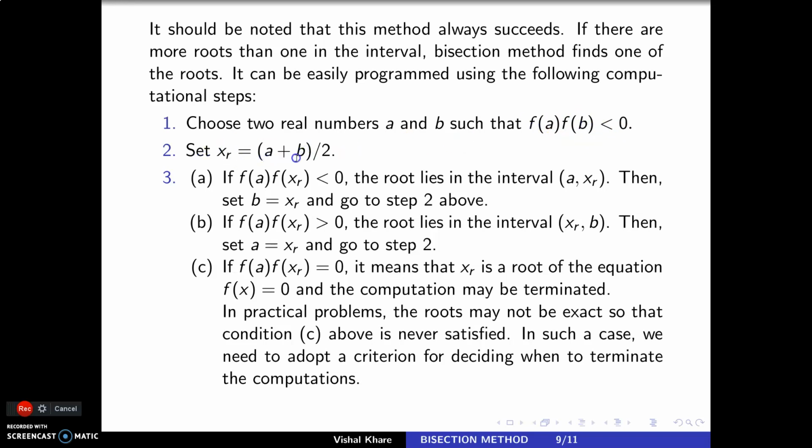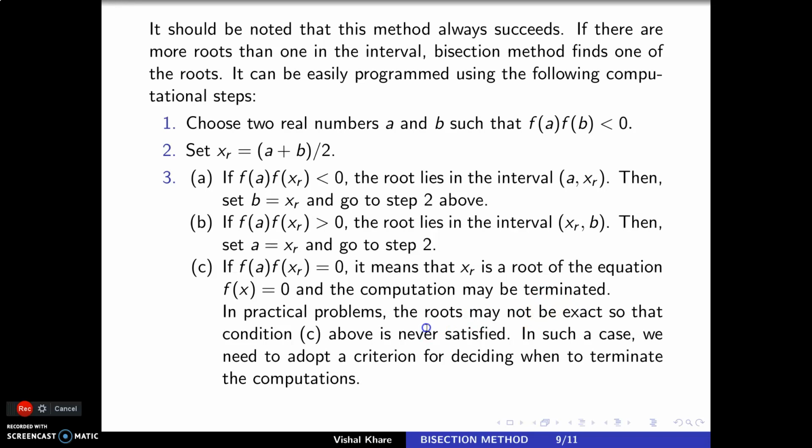Number 2, set xr equal to (a + b)/2. Number 3, point a: if f(a) times f(xr) is less than 0, meaning of opposite sign, the root lies between a and xr. Then set b equal to xr and go to step number 2 above. Point b: if f(a) times f(xr) is greater than 0, the root lies in the interval xr and b. Then set a equal to xr and go to step number 2. Point c: if f(a) times f(xr) is equal to 0, it means that xr is the root of the equation f(x) = 0, and the computation may be terminated.